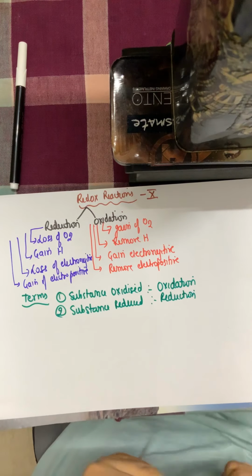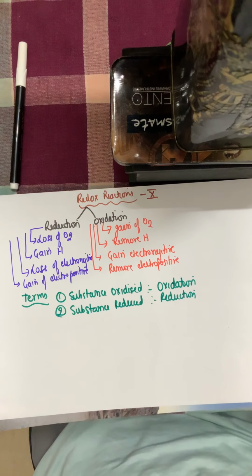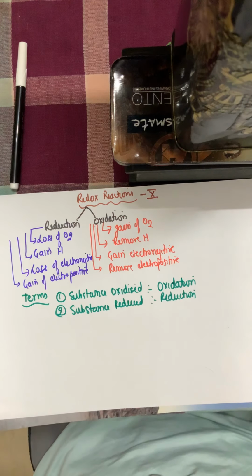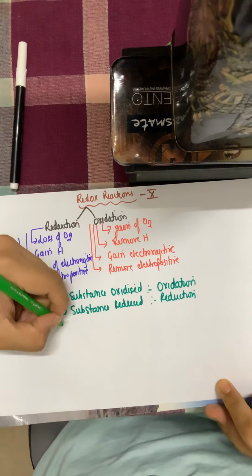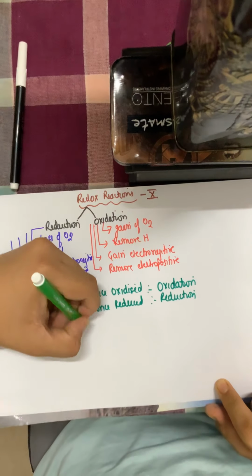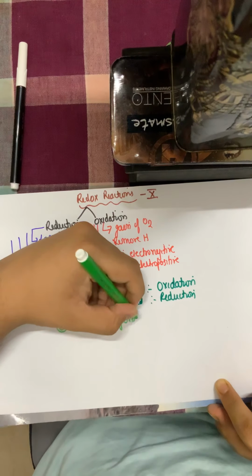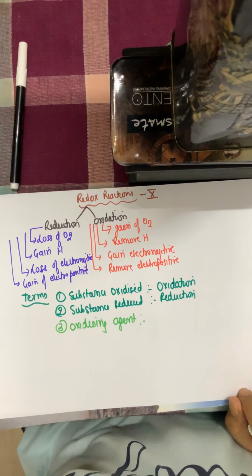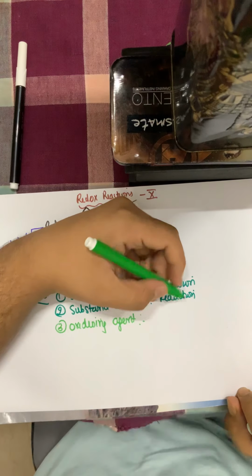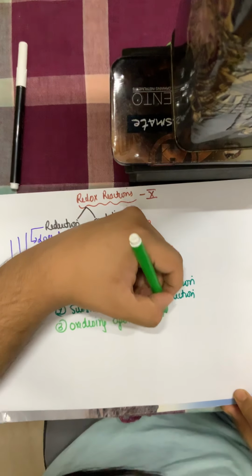Now from these two definitions only we will be able to bring about the next two definitions. And they are very, very crucial. The next definition is oxidizing agent, or an oxidant. Oxidizing agent is also called an oxidant. What is an oxidizing agent? It is the one which brings about oxidation.